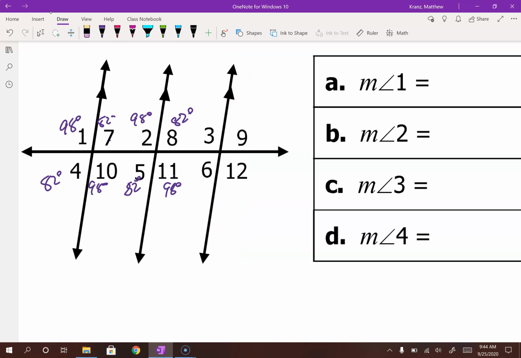When I come over here, I notice that 3 and 2, right? Those ones are corresponding angles, both on the top left, or 8 and 3 together are same side interior or consecutive interior, and they are supplementary. This is vertical to number 3. And you see this pattern that's going on right here? This will be 82, and this will be 82.